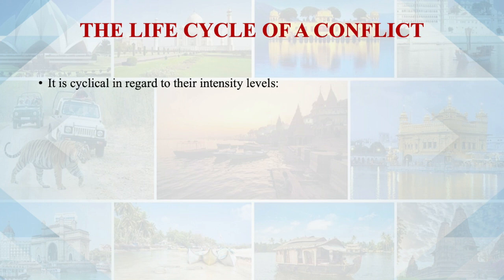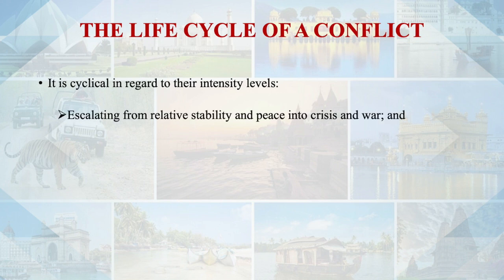Now after this, we will go and understand about the life cycle of a conflict. What is the life cycle of a conflict? In this regard, we just try to understand the intensity level. One, escalating from a relative stability and peace, when the situation escalates into crisis or war, and thereafter de-escalating to relative peace. Means first from stability it is escalating to crisis and war, and further it is de-escalating to relative peace. So it is also a kind of cycle of the conflict.